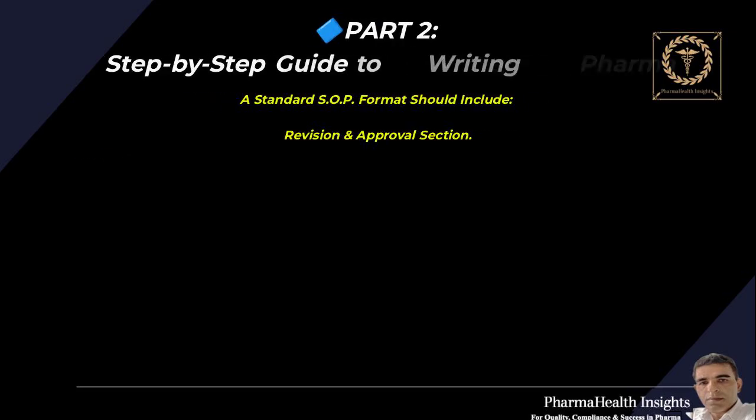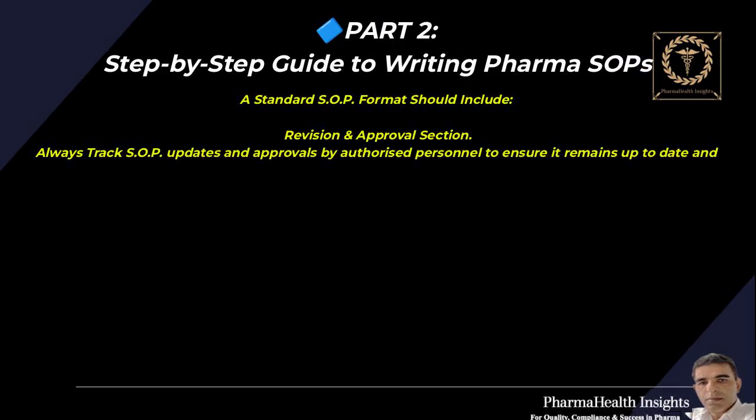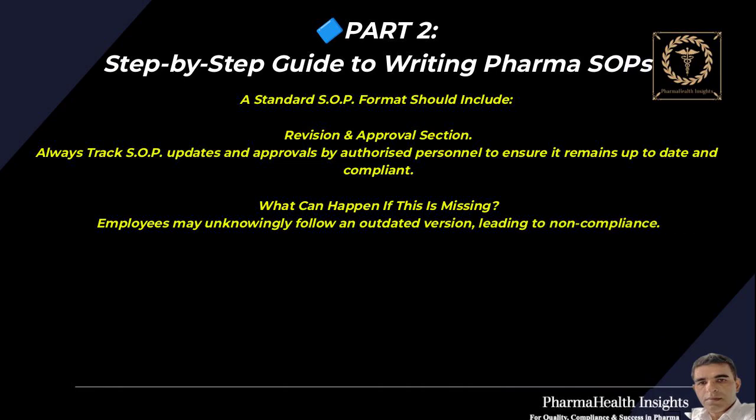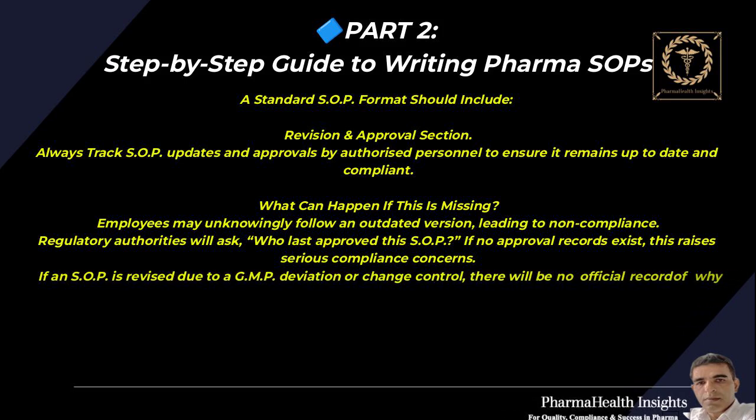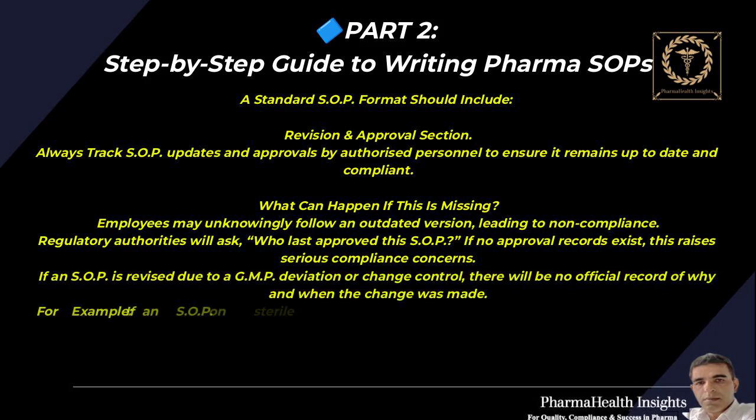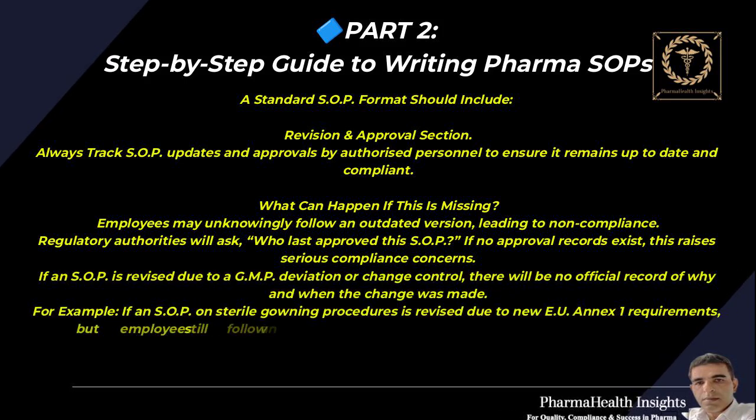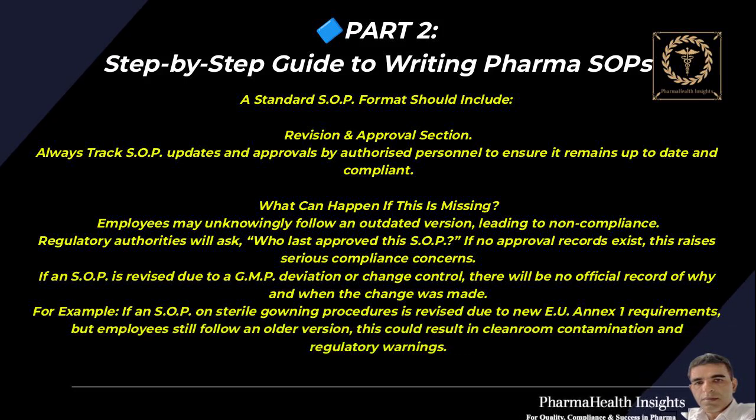A standard SOP format should include revision and approval section. Always track SOP updates and approvals by authorized personnel to ensure it remains up to date and compliant. What can happen if this is missing? Employees may unknowingly follow an outdated version, leading to non-compliance. Regulatory authorities will ask, who last approved this SOP? If no approval records exist, this raises serious compliance concerns.